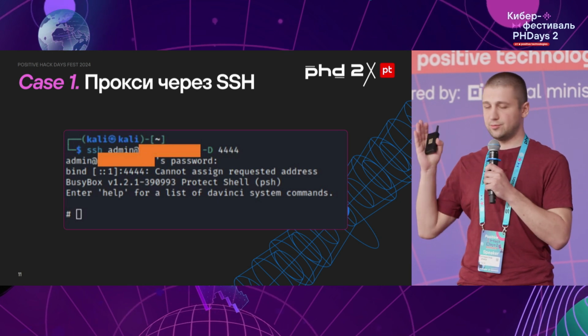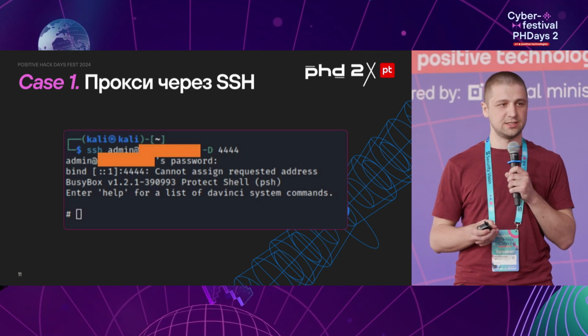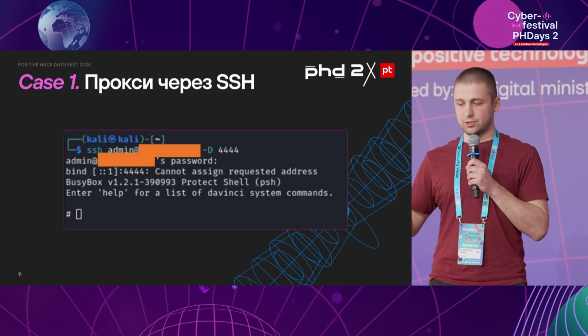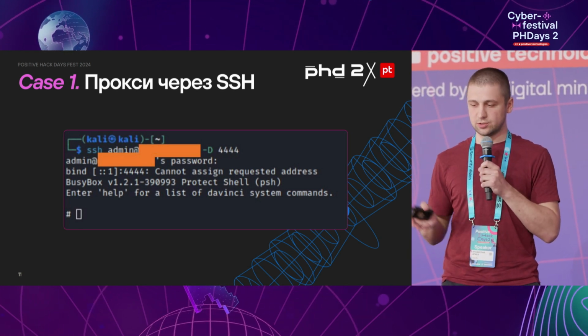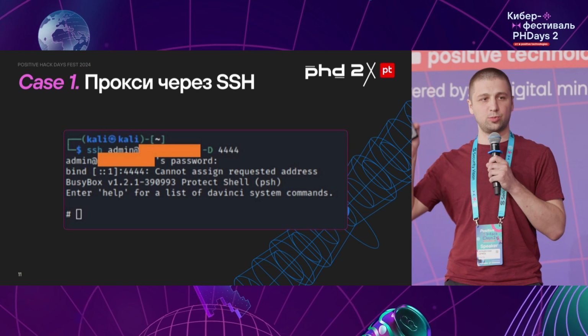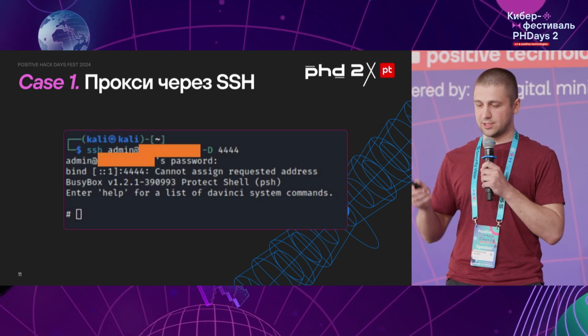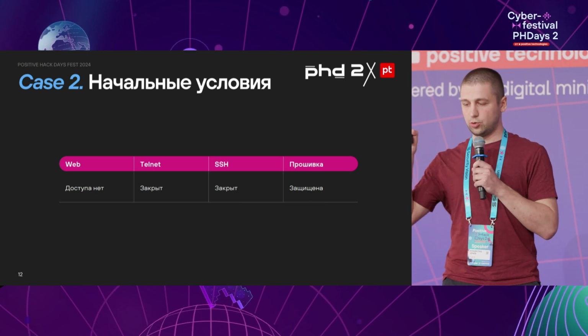We used the SSH -D flag. The local port is used to build the proxy server, and we can then send the traffic through the IP camera because we accessed the shell and we pivoted from there.